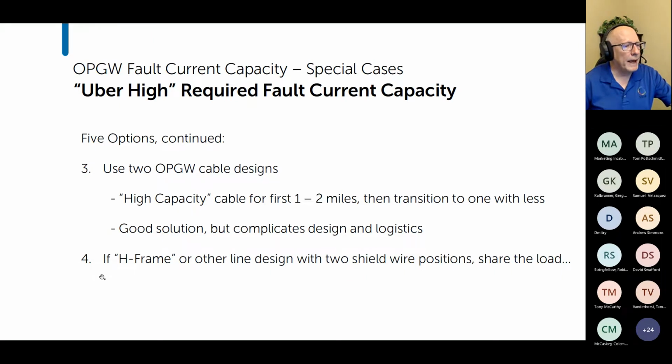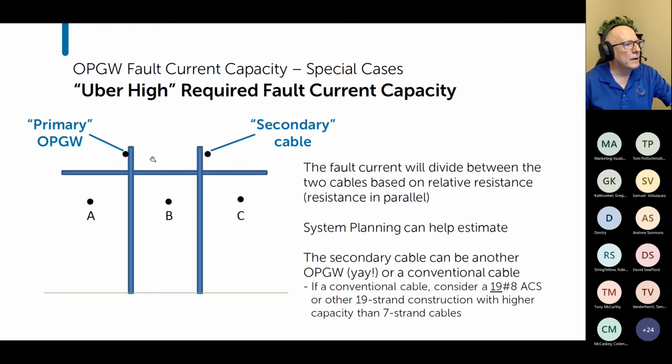Solution number 4, if you've got an H frame or any other tower design with 2 shield wire positions, you can share the load. What that looks like is you've got a primary OPGW and you've got this secondary cable that's there. The secondary cable could be an OPGW, or it could be some other conventional ground wire or shield wire. In any case, the fault current is going to divide between the 2 cables. That's a relatively simple calculation, resistance in parallel. It's going to divide based upon the relative resistance of the 2 cables. System planning, once again, they can help estimate that.